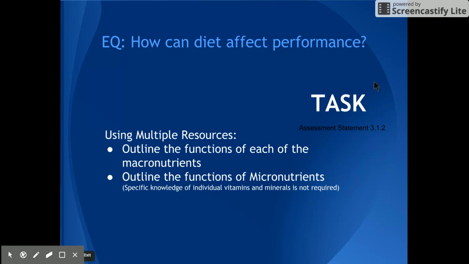So going along with what we've learned so far, I want you to think about outlining the functions of each of the macronutrients and the functions of micronutrients. So just pause here again. Think back at the various lectures we've had on what this might look like and what this means. Go ahead and pause the video and really look for this information, because I want to see what you have. Once you're ready, move on to the next slide.